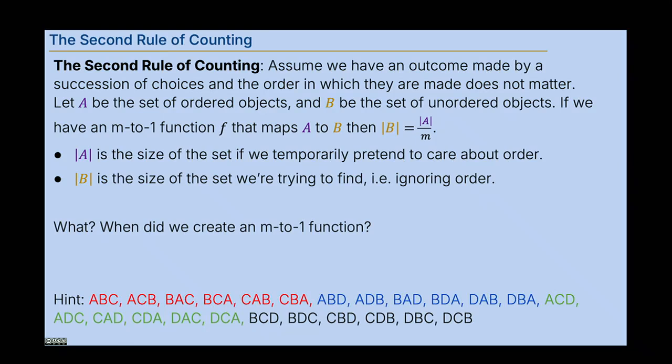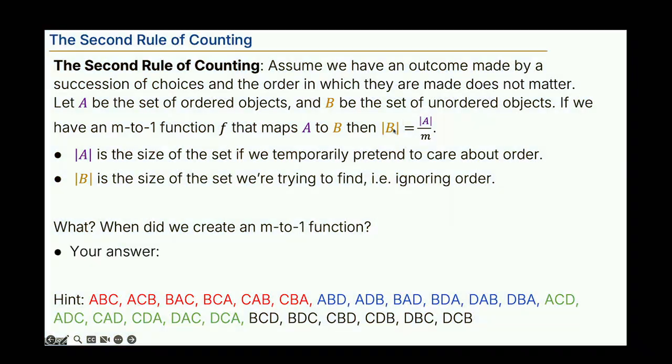So the set A has 24 items in it, which are ordered sequences. The set B has 4 items in it, which are sets. So what's the function? What's m? M is 6. So we have an m-to-1 function that takes exactly 6 items from set A and maps them onto set B. That function would take these sequences and map them to the set containing A, B, and C. So we were able to construct such a function. Therefore, the size of the set that we are mapping onto is going to be 24 divided by 6.